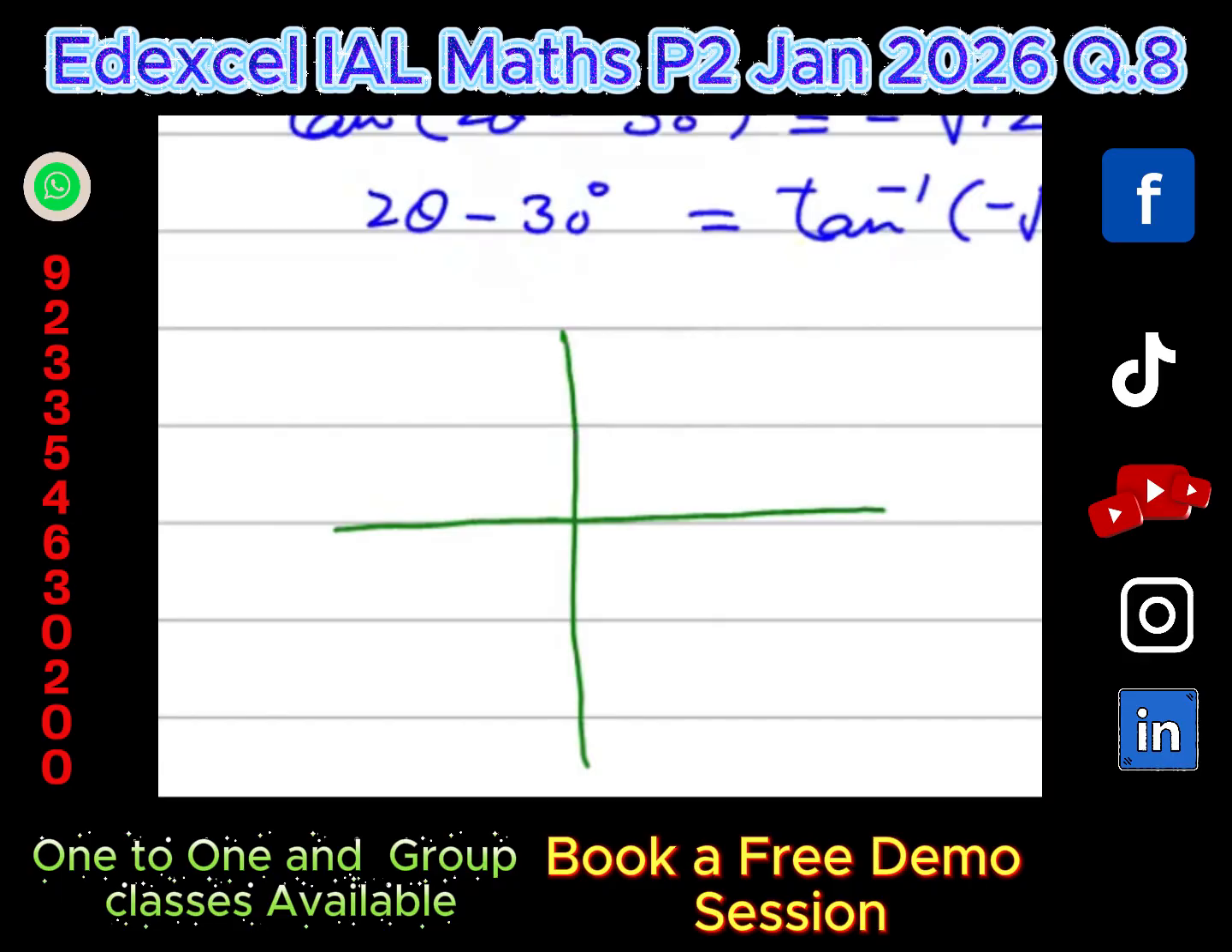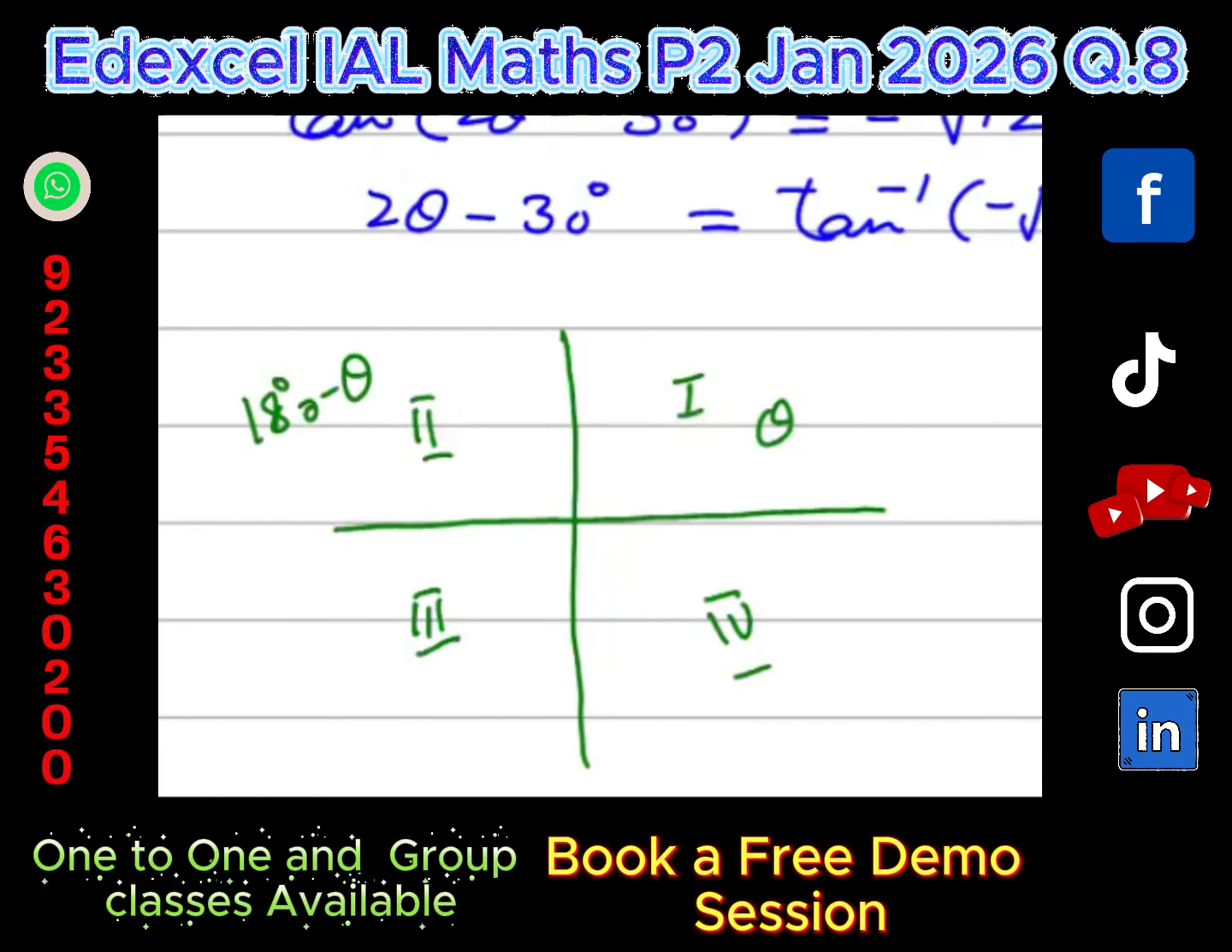There are 4 quadrants. Tan theta is positive in first quadrant and third quadrant, and it is negative in second and fourth quadrant. In first quadrant, we take the basic angle theta. In second quadrant, we take pi or 180 degree minus theta. In third, we take 180 plus theta. And in fourth quadrant, the angle is taken as 360 degree minus theta. So we have to take the values in all four quadrants.